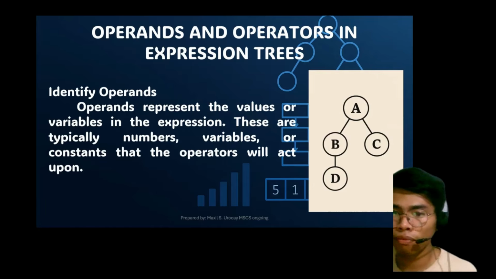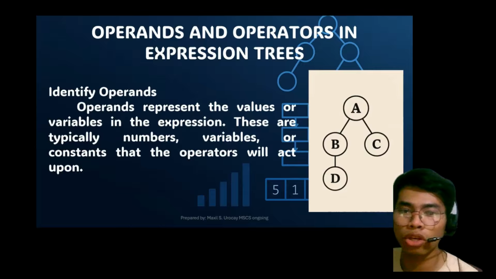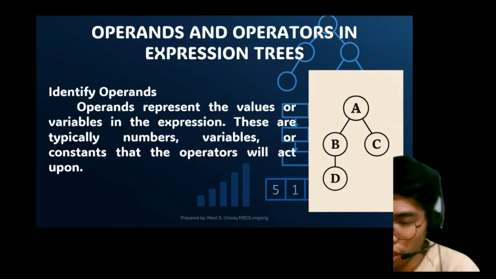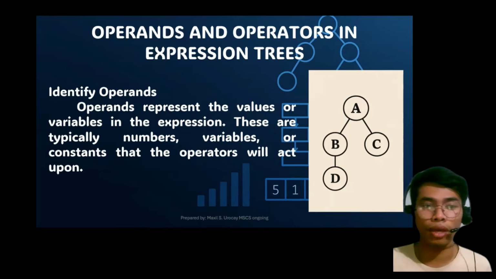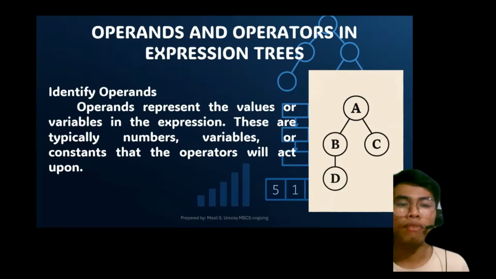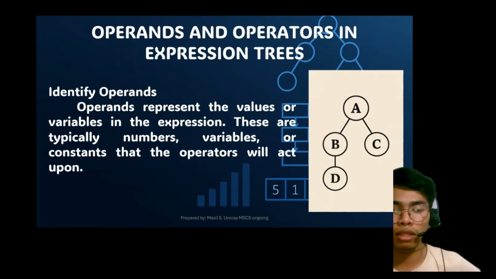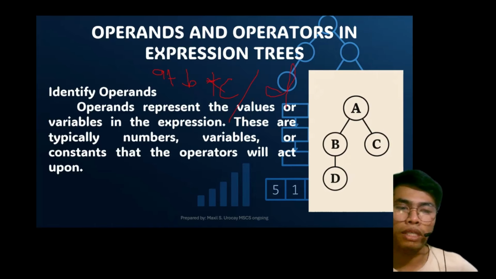Now, for the operands and operators in an expression tree, let's deal with that. If you already forgot what operands and operators are, they were already discussed in your elementary days. So, identify operands. Operands represent the values or variables in the expression. These are typically numbers, variables, or constants that the operators will act upon. In our infix notation, for example, a plus b times c divide d, the operands are the values themselves, which are A, B, C, D only.